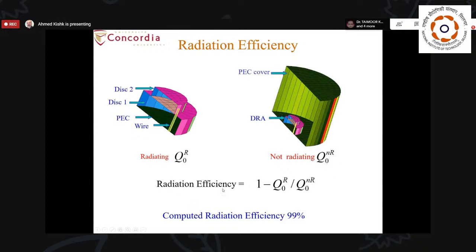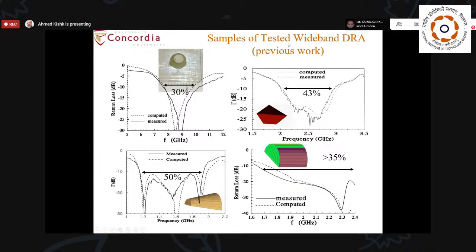And the radiation efficiency can be simply obtained from this expression, 1 minus the Q radiation over Q non-radiation. And in computed radiation efficiency using these two setups, it is about 99%. So the dielectric resonator has really very, very high radiation efficiency. And these are some early examples of the stacked dielectric resonator.